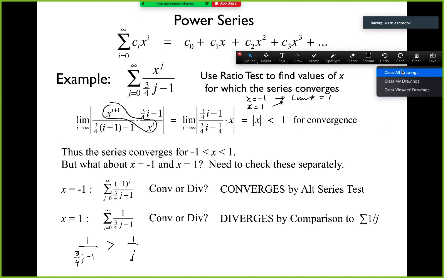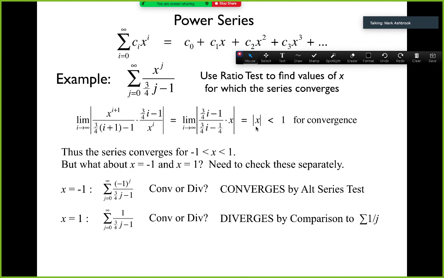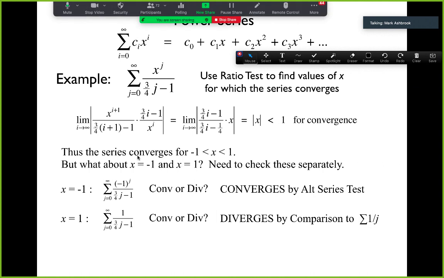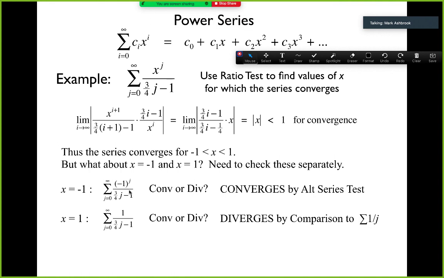Okay, so what happened? We used the ratio test to find the interval of convergence, but at the endpoints of the interval, we get L equals 1, which means no conclusion. So we plug those endpoints in, and now it's no longer a power series. It's just the series we've been working on before, and we analyze those separately. And what did we find? We found that this does indeed still converge when x is negative 1, but diverges when x equals 1. So thus the interval of convergence is negative 1 less than or equal to x less than 1.